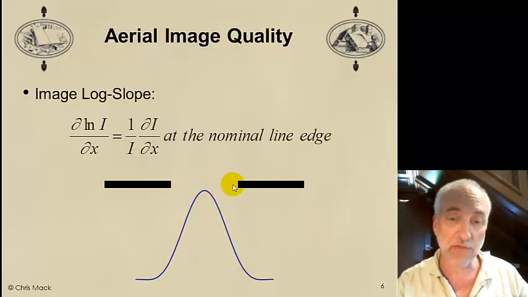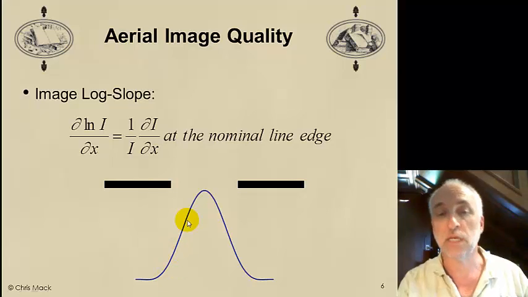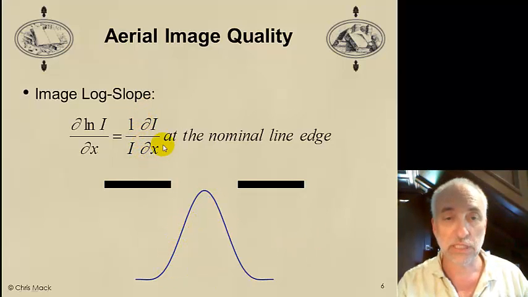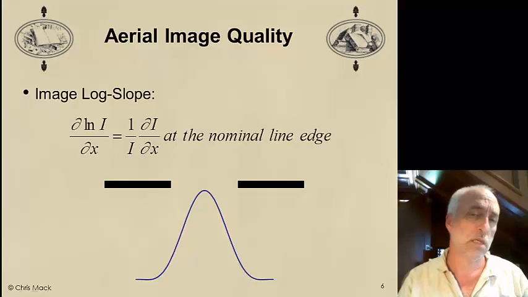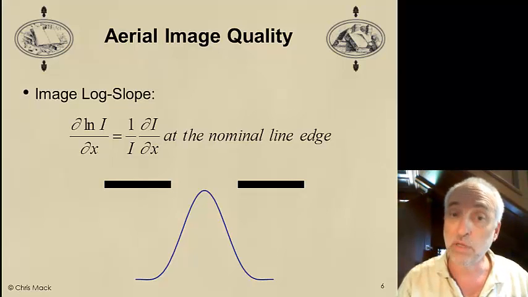But because I have a profile that has a slope that's not infinite, I have some uncertainty as to exactly where the edge should be. So I'm going to use dI/dx, the slope, at the nominal line edge. Where I want the resist edge to be, what is the slope of the aerial image? But I have a normalization problem because if I simply doubled the intensity, I would get double the slope.